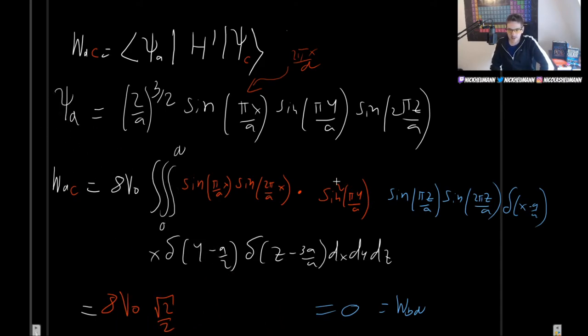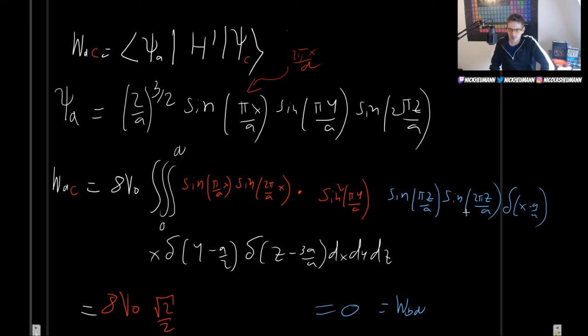Next, we get this sine squared of pi y over a. But we have already calculated that before, so we don't really need to look at it again. We know that it is 1. Of course, you can check it again, but we know it's 1. So once again, times 1, which we don't really need to write down.